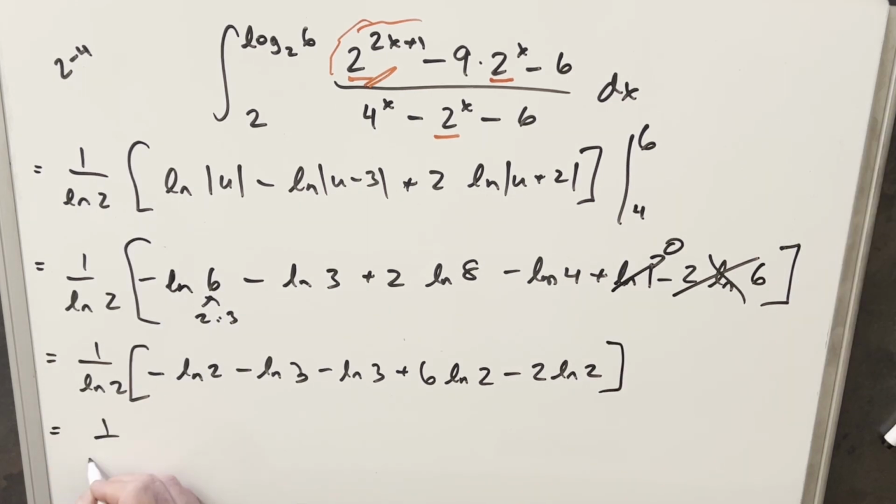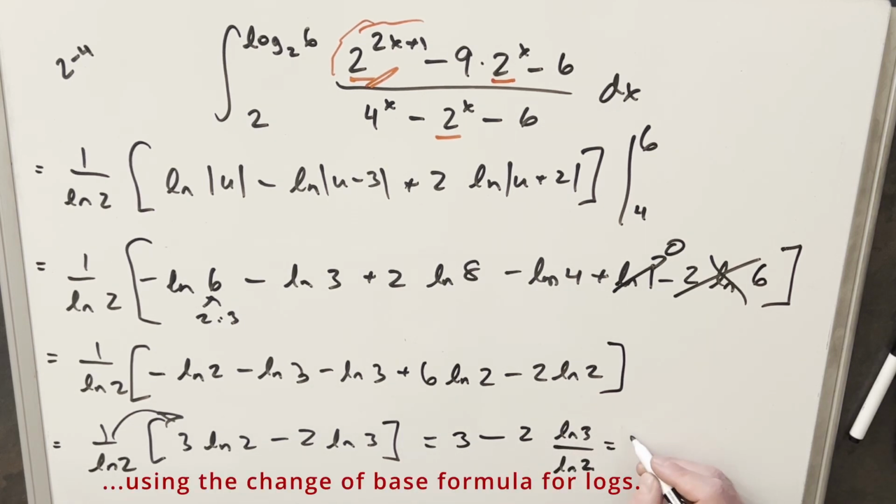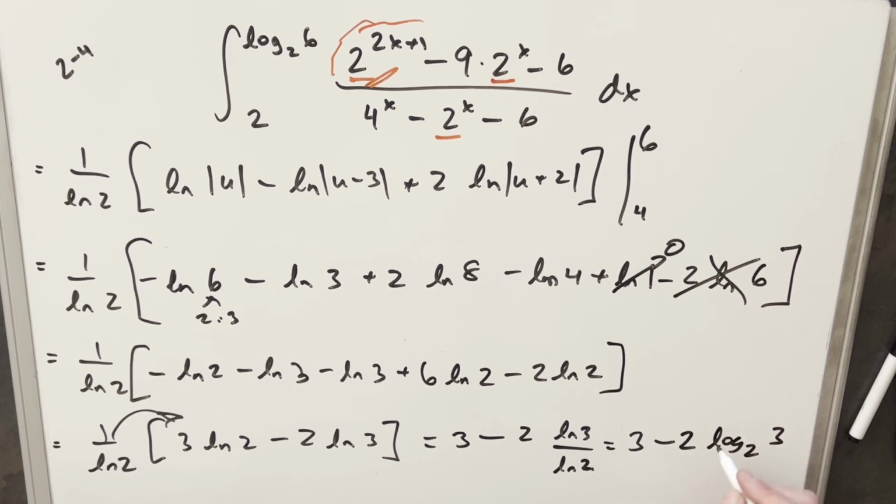So let's just combine like terms. When I distribute this in, the natural log of 2 is going to cancel. We have 3 minus 2 natural log of 3 over natural log of 2. But I think I'll write this the way they have it in the answer key for UNSW. So for the final solution, we're going to have 3 minus 2 log base 2 of 3, and that's it.